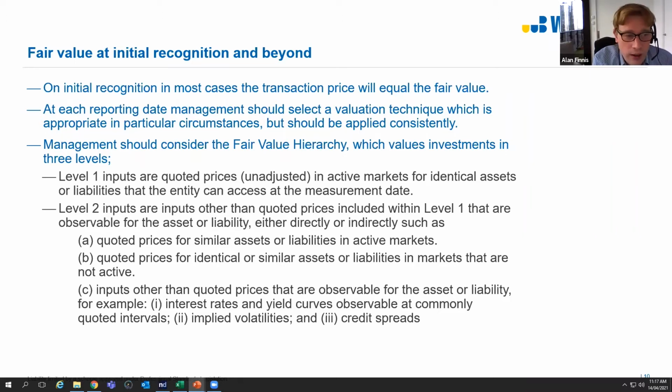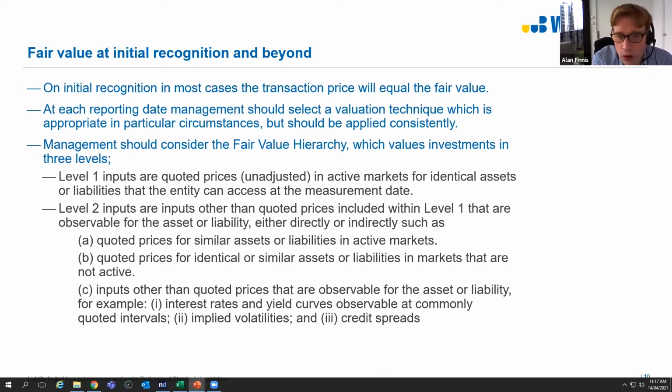Level 1 inputs are quoted market prices. Say, for example, we buy Telstra shares, that's effectively a level 1 investment. Very easy to revalue at each reporting date. Effectively, you just work out how many shares you've got, and multiply that out by the share price on the year-end date. So very straightforward. You disclose in the financials that it's a level 1 investment, and minimal other disclosures are required.